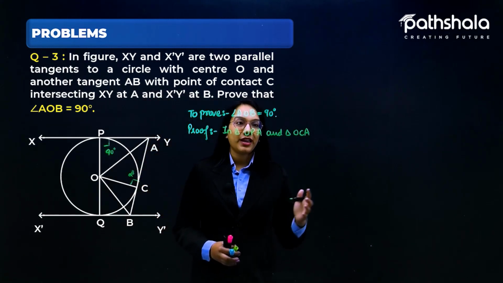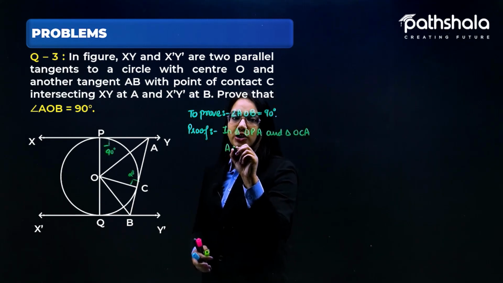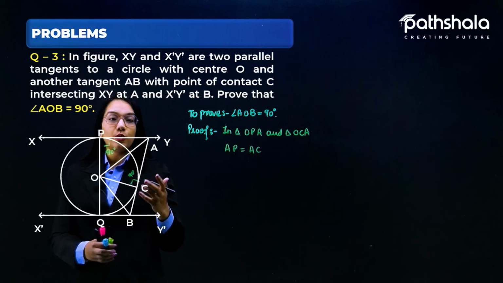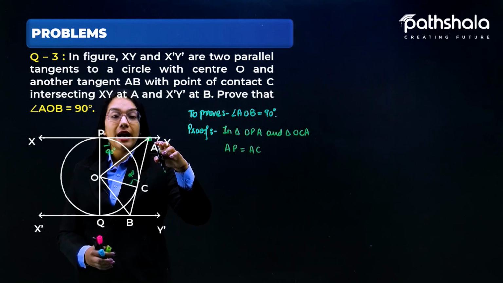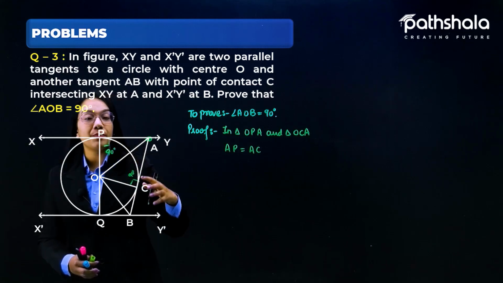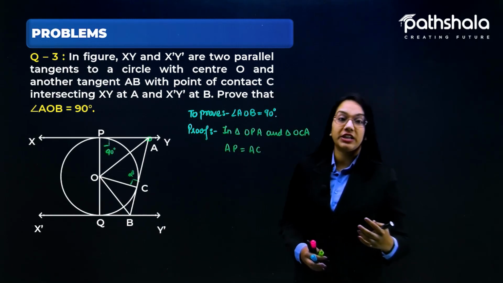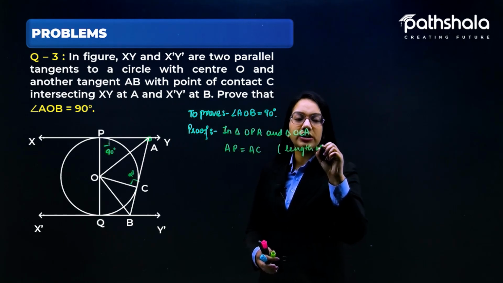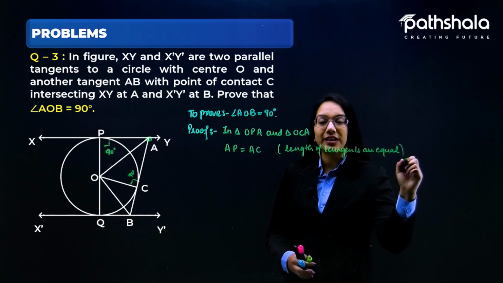So in triangle OPA and triangle OCA, first of all, we know that AP is equal to AC. Why am I saying that AP is equal to AC? Because we know that A is an external point to the circle, and it is drawing the two tangents, AP and AC, to the circle. And we know from the theorem that whenever we draw two tangents from an external point, the lengths of the tangents are always equal. So AP is equal to AC because the lengths of the tangents are equal. I'm just using a theorem over here.